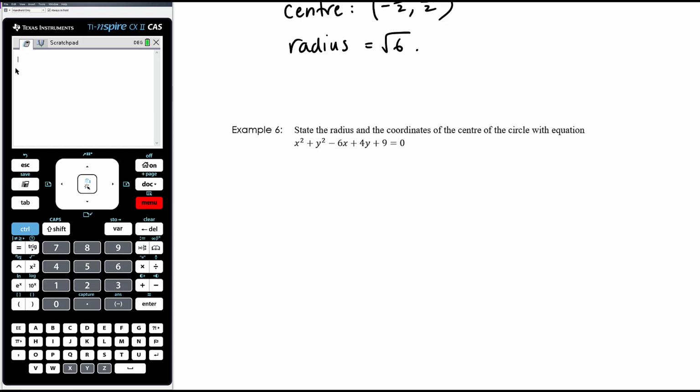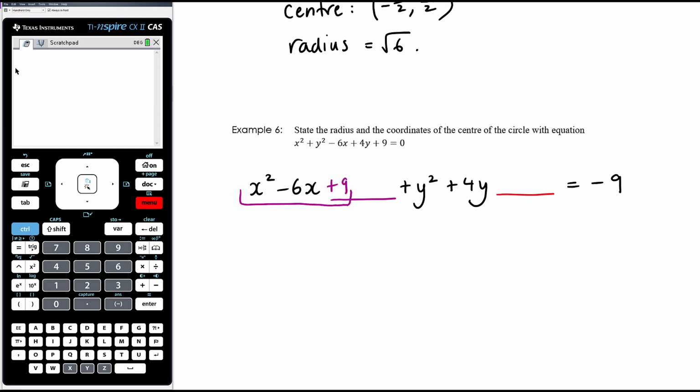Alright, so let's just get the x terms first. x squared minus 6x. Let's leave a gap so we can complete the square there. We've then got plus y squared plus 4y. Let's leave a gap so we can complete the square there. And I'm going to put the 9 on the other side, so take away 9. So we want to complete the square for x and also for y. Halving and squaring the negative 6: half of negative 6 is negative 3, squared is plus 9. That's going to be the perfect square.